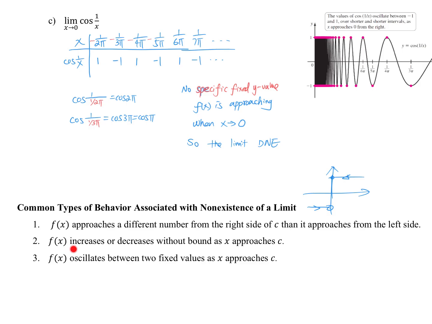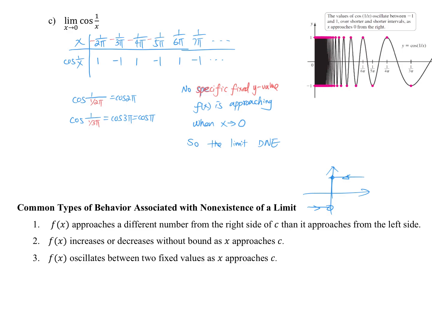Second one, f of x increases or decreases without bound as x approaches c. That's the second example that we saw. Number 3, f of x oscillates between two fixed values as x approaches c. So this is the third type that we see.